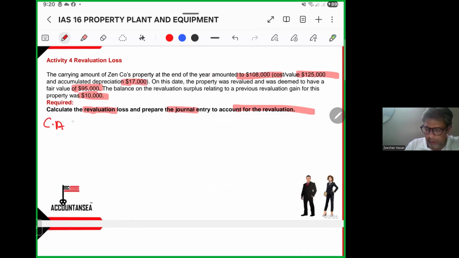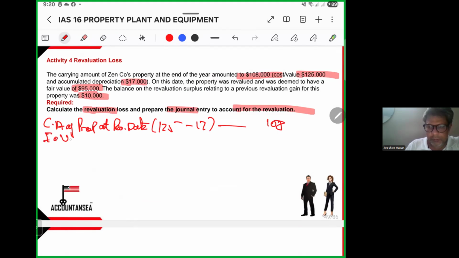Carrying amount of property at revaluation date: 125 minus 17. How much we got? 108. Fair value 95. So now the loss on revaluation is 13.